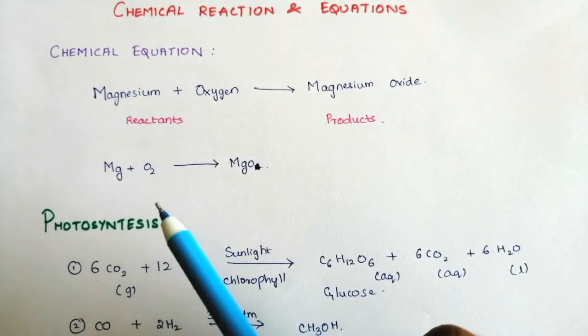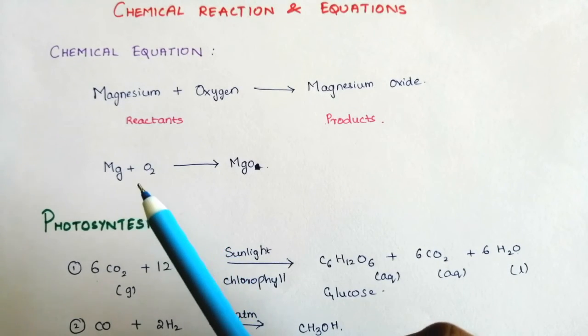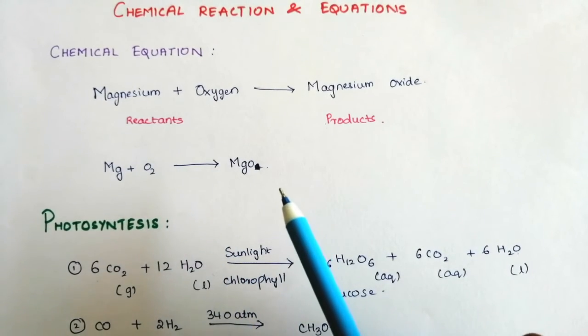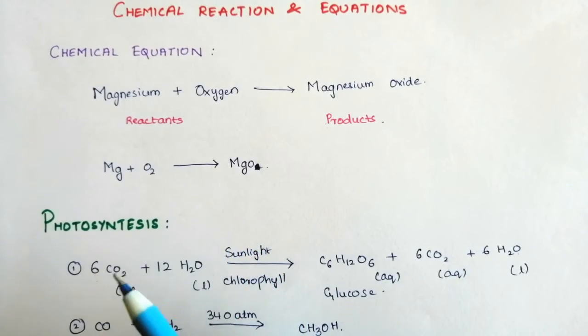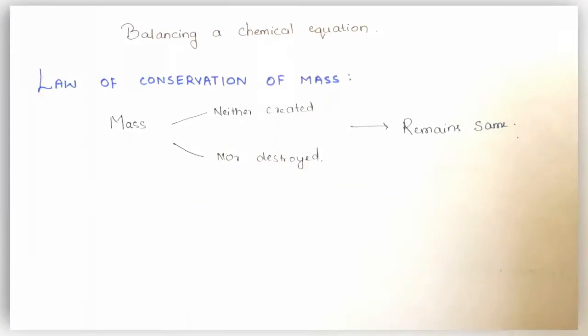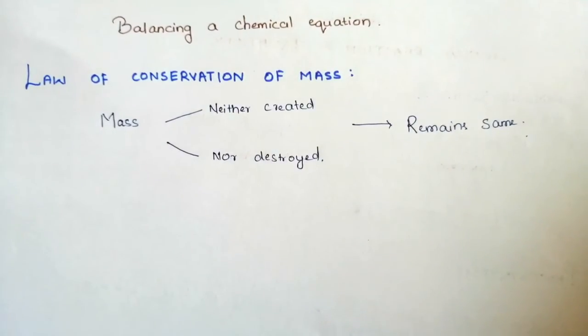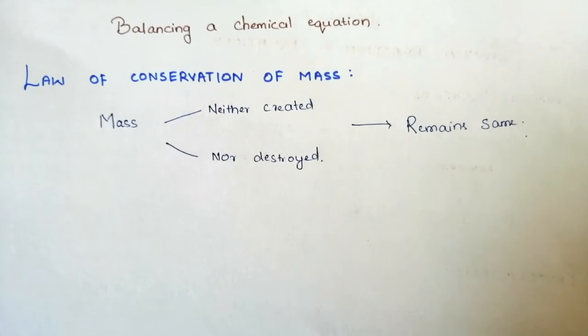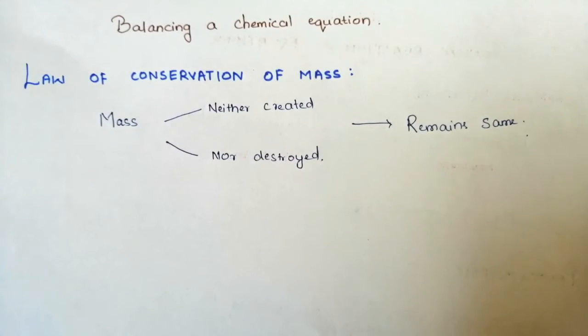In order to balance an equation, you have to count the number of atoms on the left hand side and right hand side. If they are not the same, you have to balance the equation. Why we have to balance the equation, I will tell you in my next session. The next topic is balancing a chemical equation. Why we have to balance a chemical equation and how to balance it, I am going to explain now.